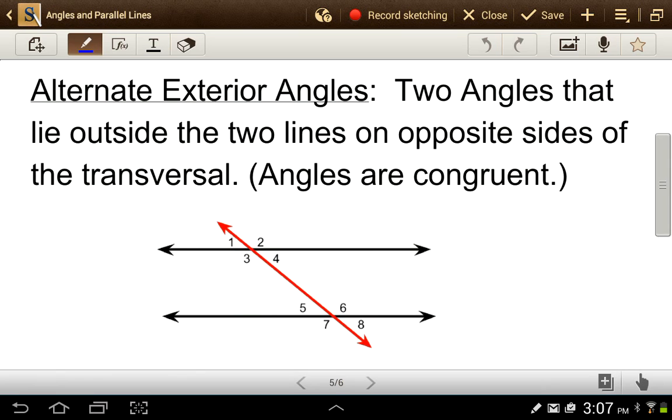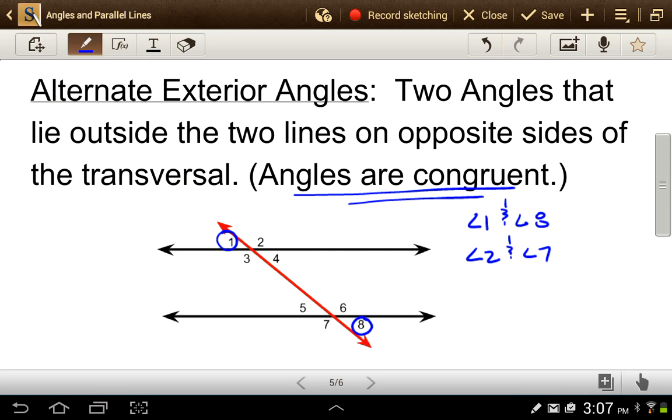In our next definition, we have alternate exterior angles. This is basically the same thing, except they lie outside the parallel lines. That's angle 1 and angle 8. They are alternate exterior angles. They are outside of the parallel lines, and they alternate the transversal. The other set would be angle 2 and angle 7. Again, alternate exterior angles are congruent, so that's important to know.